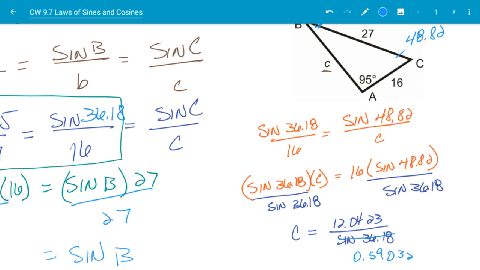So I'm going to say 12.0423 divided by 0.59033, and that gives me 20.399. They wanted it to the closest tenth. So then C is equal to 20.4. And that is my answer.